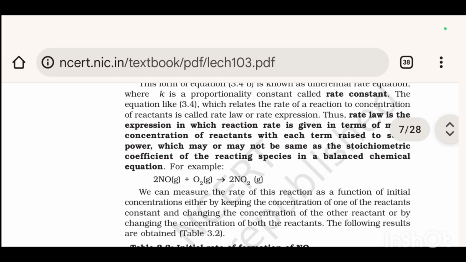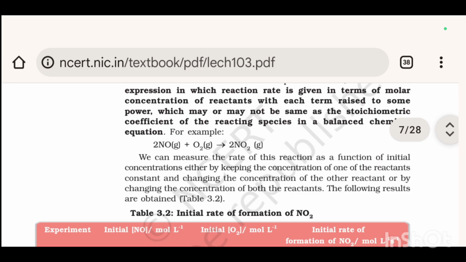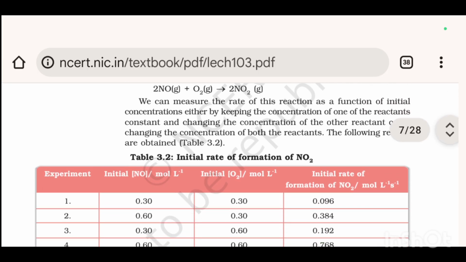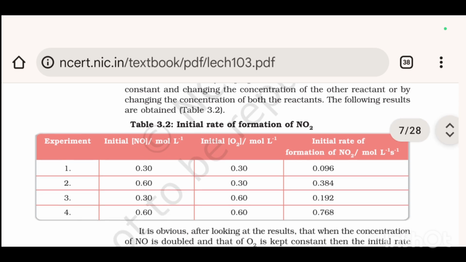We can measure the rate of this reaction as a function of initial concentration, either by keeping the concentration of one of the reactants constant and changing the concentration of the other reactant, or by changing the concentration of both the reactants. The following results are obtained. Table 3.2: initial rate of formation of NO2. Experiments 1, 2, 3, 4 respectively.